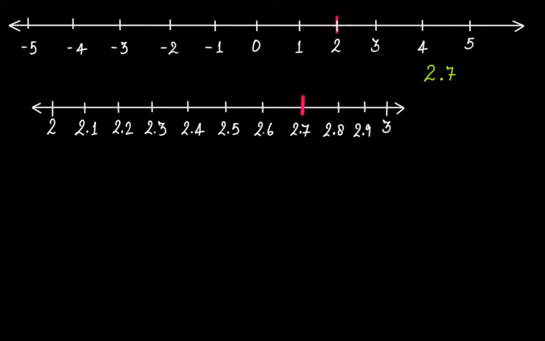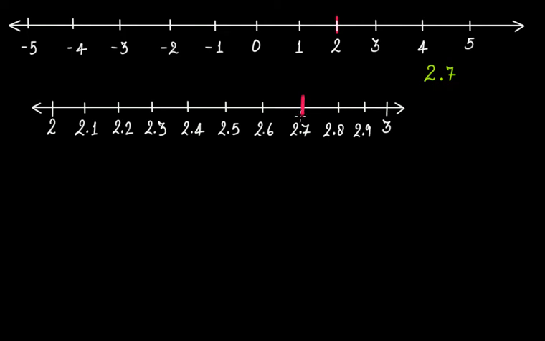So now the whole story will be between 2 and 3, that is, this distance between 2 and 3. And that is what we have represented here. Here it is 2, here it is 3, then 2.1, 2.2, 2.3, 2.4, 2.5, 2.6, 2.7, 2.8 and 2.9 and then 3. You have to represent 2.7 and that comes here.